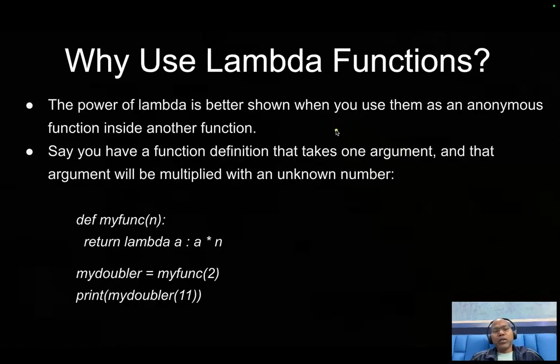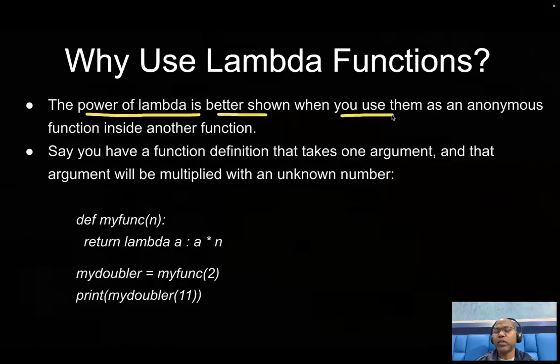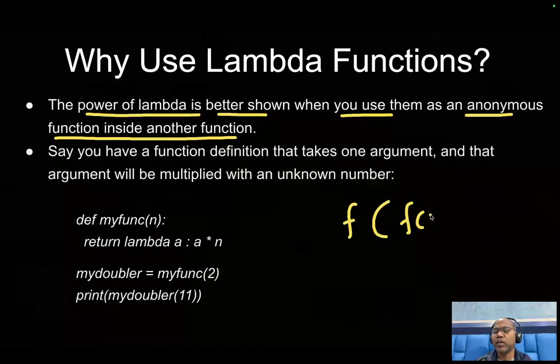Okay, so let's talk about why we use lambda functions. We have to be sure why we are using them, right? The power of the lambda function is better shown when you use it as an anonymous function inside another function. This is very powerful whenever we have a function that takes another function as input.